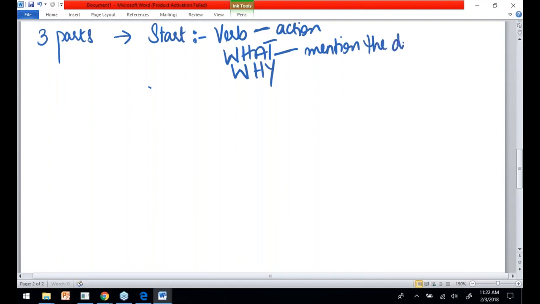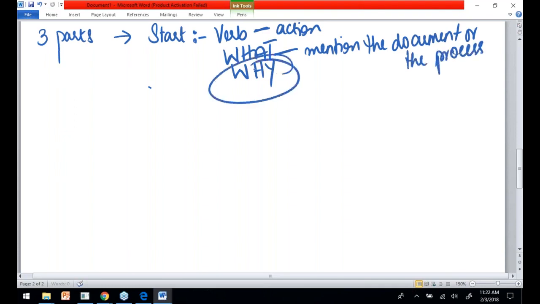the document or the process. In why you must mention the purpose of your procedure. If, easy option, if you can't remember what the purpose is, just write down the assertion that you're trying to test in why, and that is going to be correct. It is going to be correct.